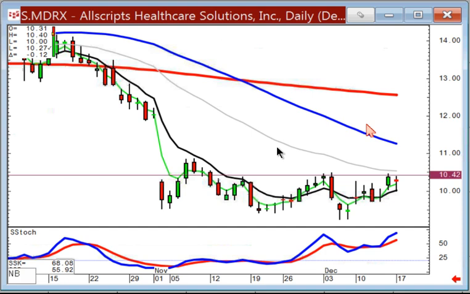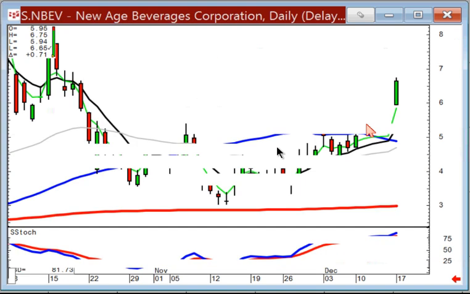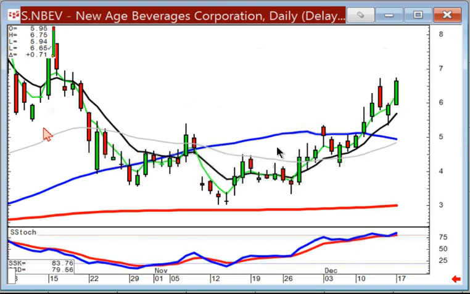New Age was acting well today. You can see the fry pan bottom. If you're long on this one, you've only got one criteria. You stay long until you see a sell signal and a close back below the T line.